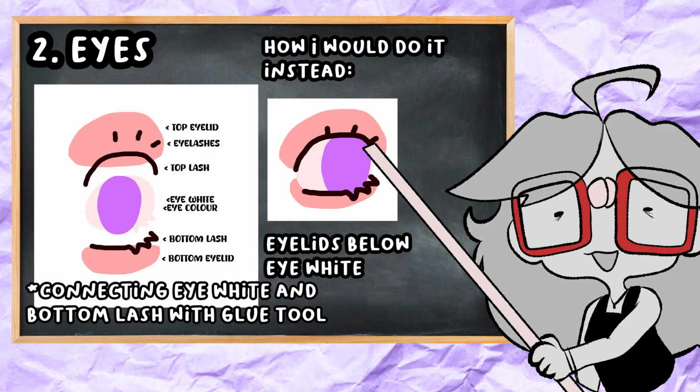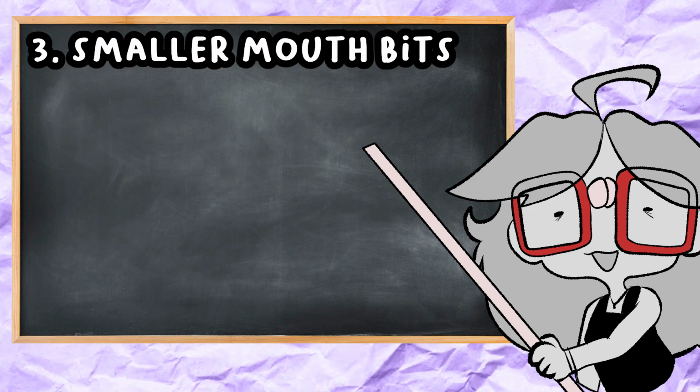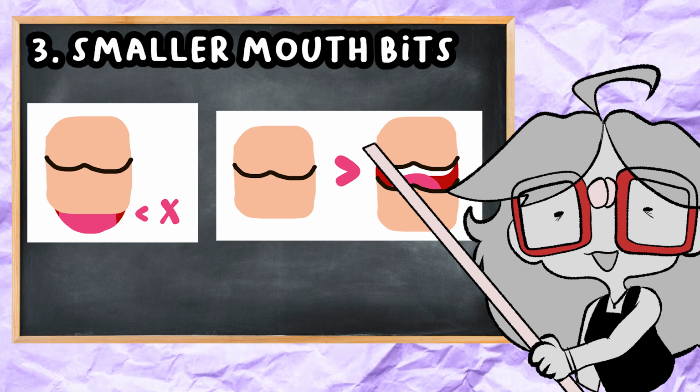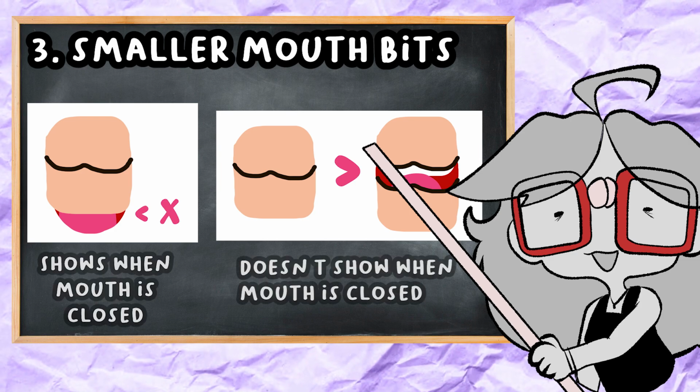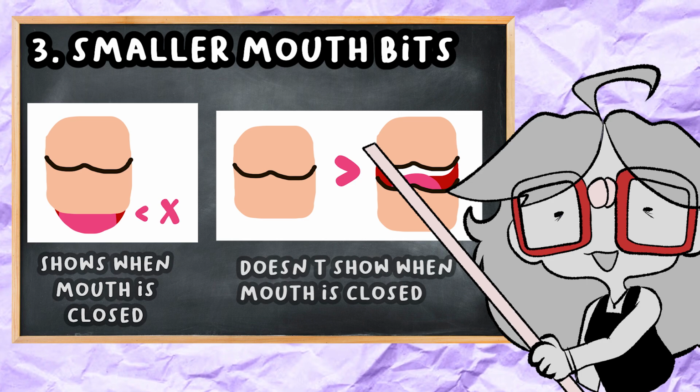2, I would have done the eyes differently, but I already complained about that, so I'm not gonna repeat myself. 3, I would have made the inside of the mouth small enough to be covered up by the lip skin from the get-go. There was no reason I made it that big, and honestly I just constantly had to go through and cover it up in the rigging process.